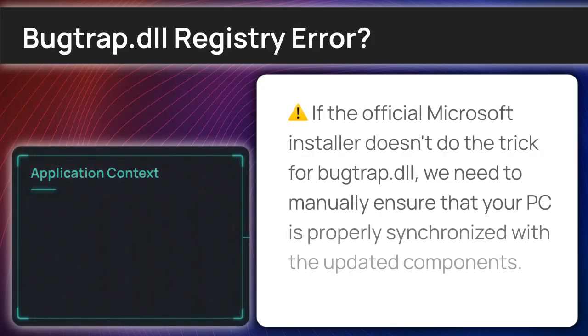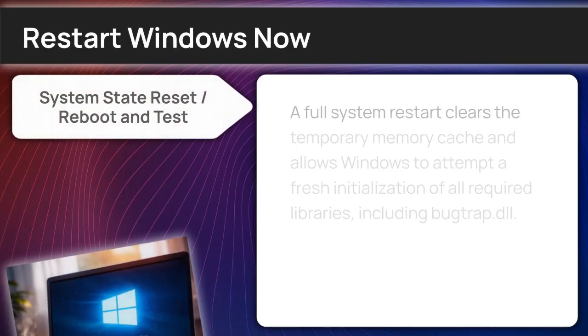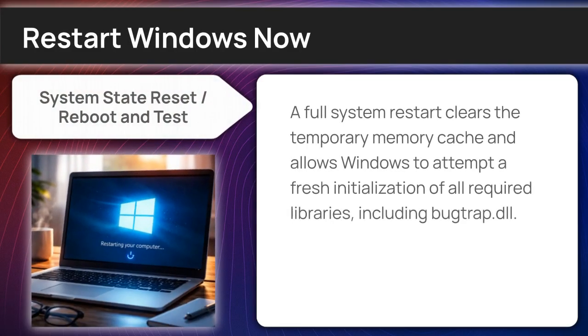When a fresh installer fails to clear the error, it typically points toward a deeper conflict within the Windows execution layer. If your system has been running for an extended period, a reboot might be necessary to resync your background processes and clear any temporary locks on the Bugtrap utility file.